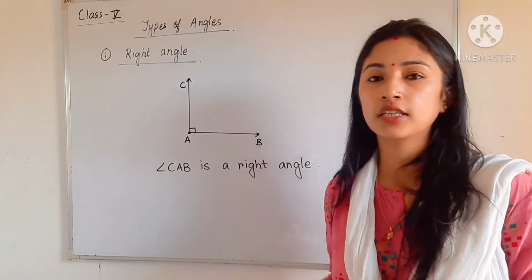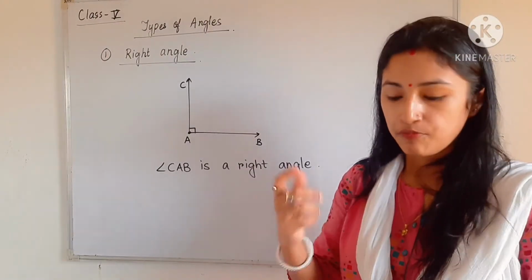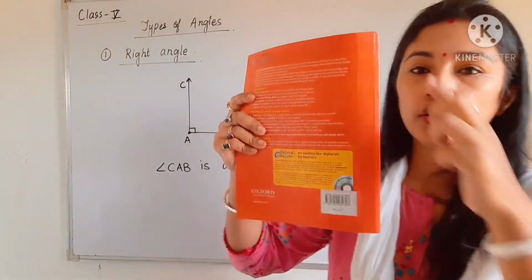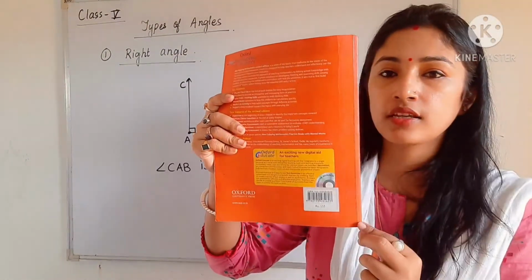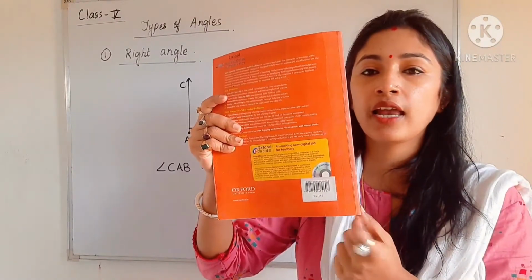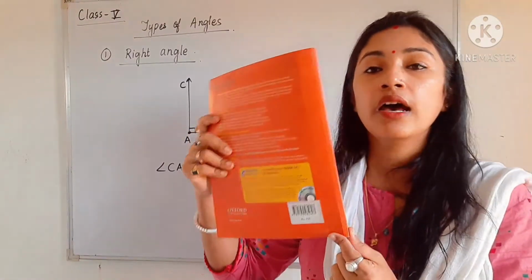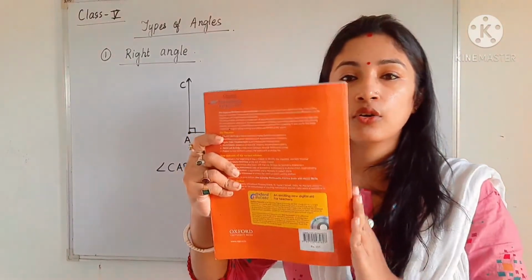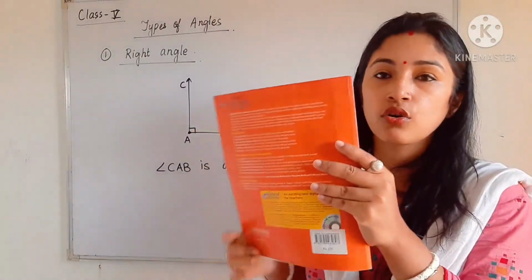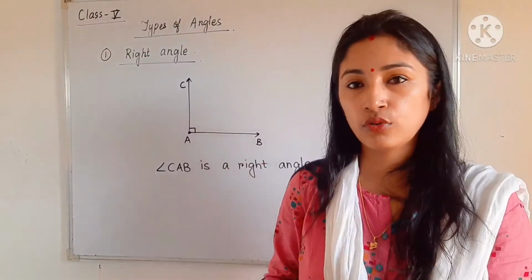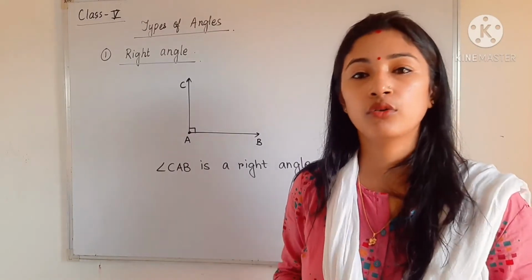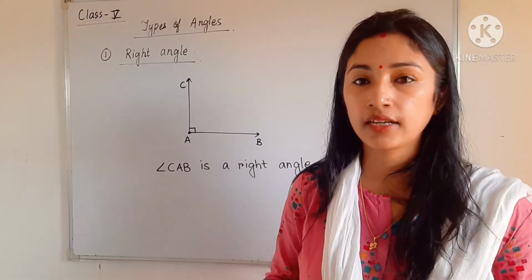Where have we seen these types of angles? Suppose this is a book. These are 2 lines, and you can see they are forming an angle, and this type of angle is called a right angle. This one is a straight line and this one is also a straight line. Like this, you can see many objects around you which make a right angle.